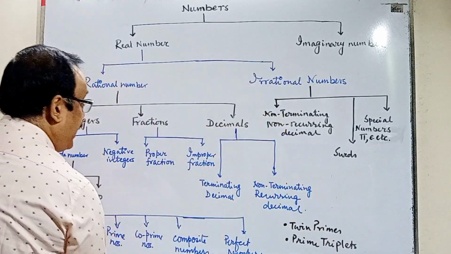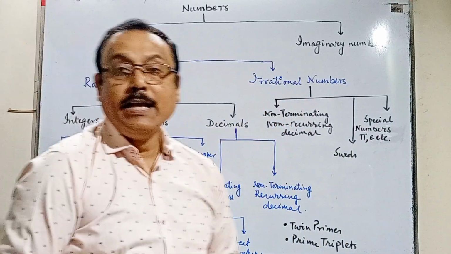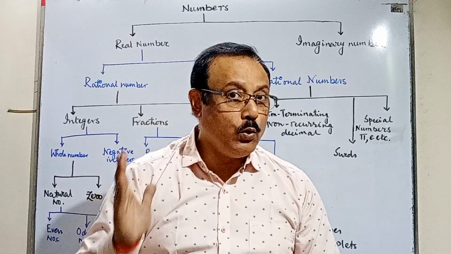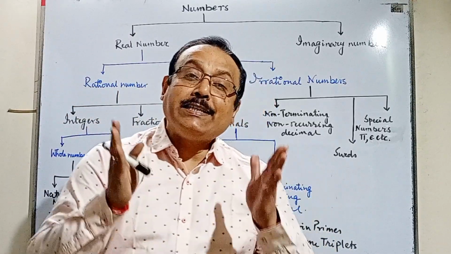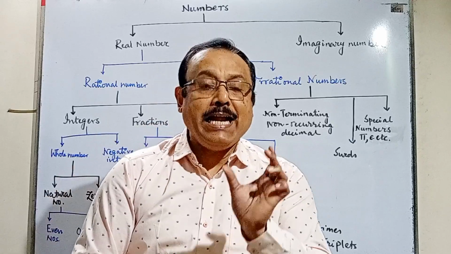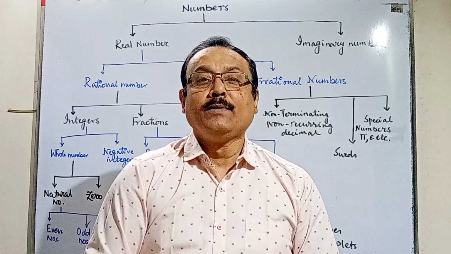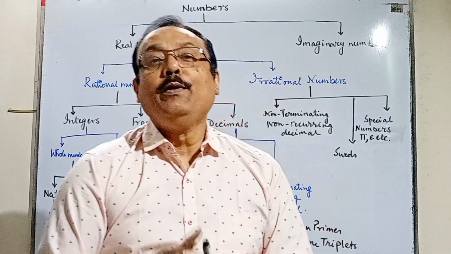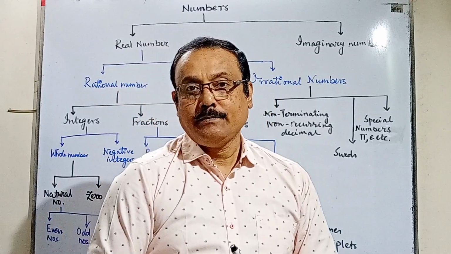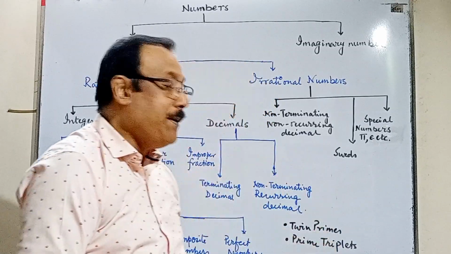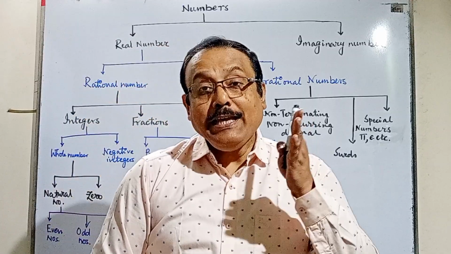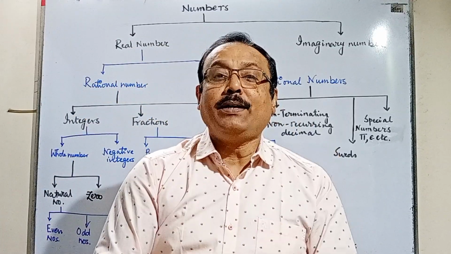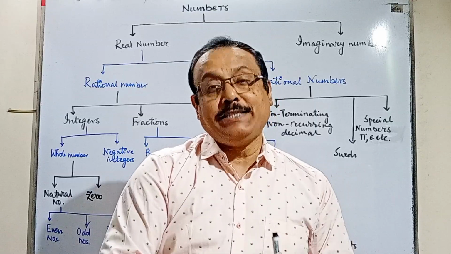Next comes perfect number. What are perfect numbers? Perfect numbers are those numbers where the sum of the factors of that number other than the number itself, if I add those factors, the sum will be equal to the number. Again I am saying, a perfect number is that number in which the sum of the factors of that number will be equal to the number itself.